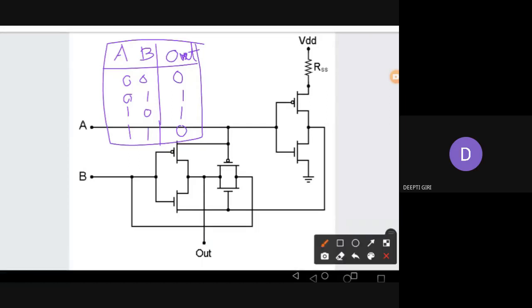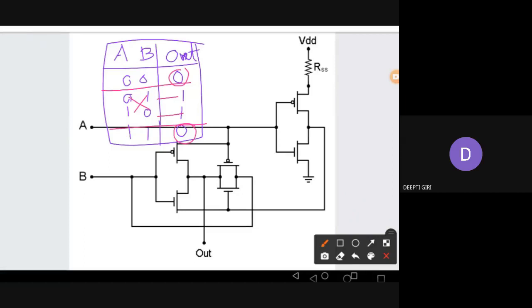Why? When the inputs are the same, my output is 0. When inputs are different, my output is 1. Okay. So how do I analyze the circuit? I analyze transistor-wise. I individually analyze the transistors and see what is 1, what is 0, like that. So this way I analyze the circuit and got this XOR gate.